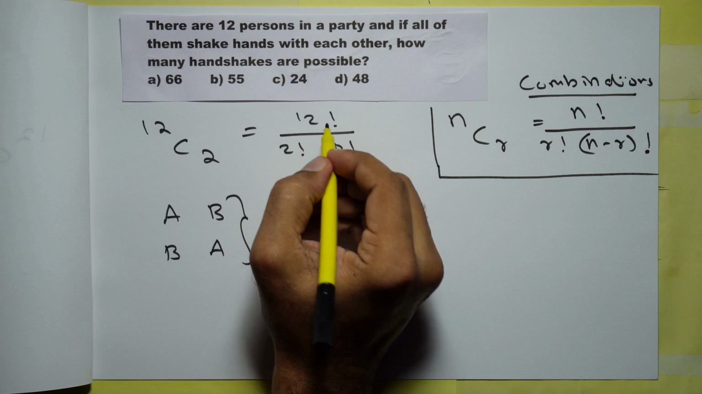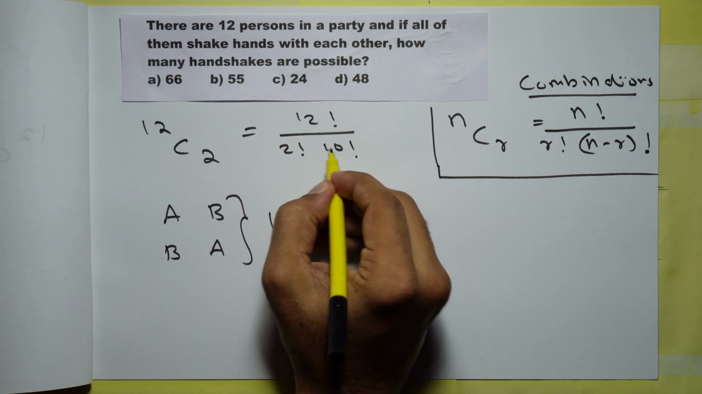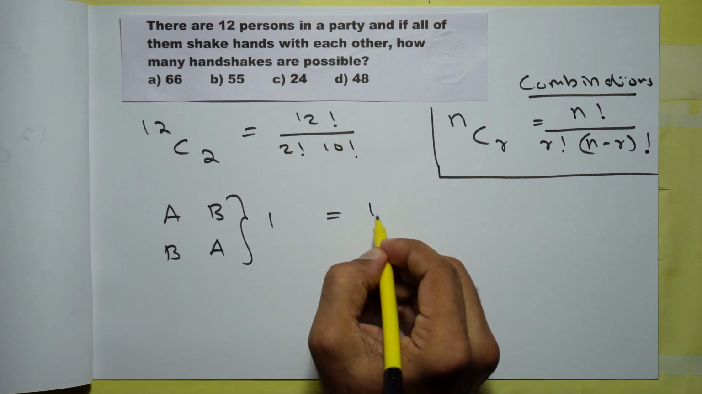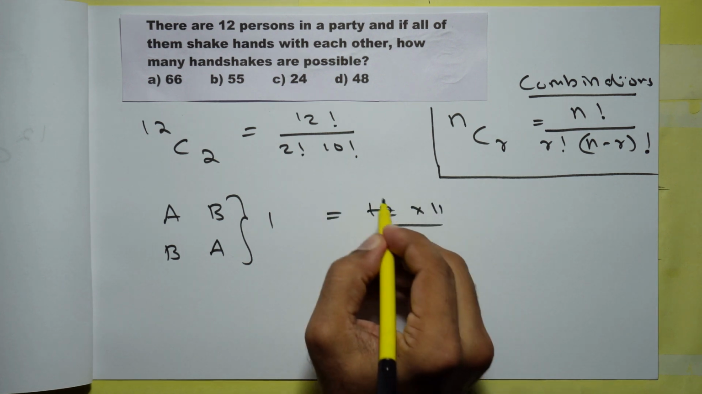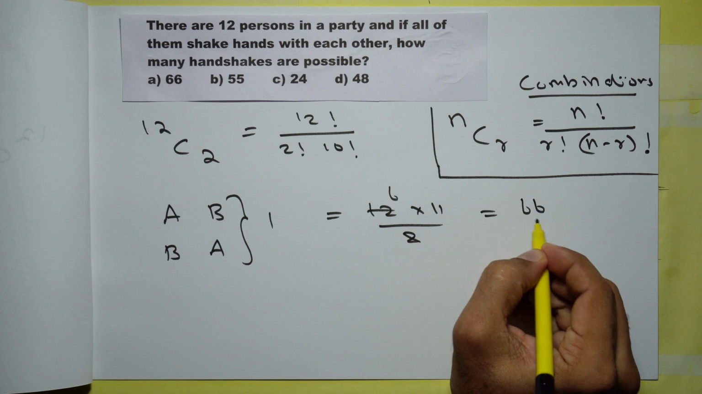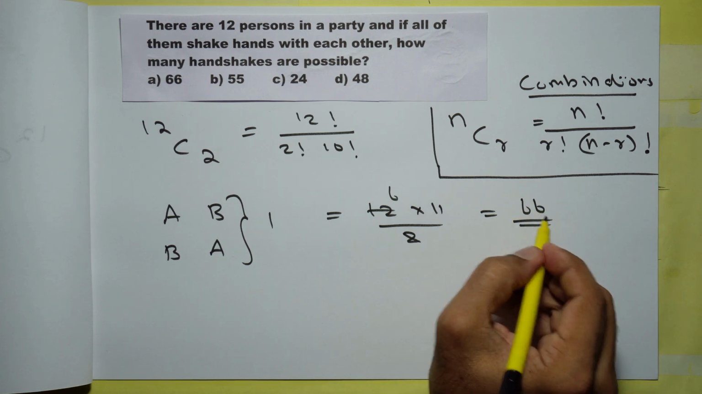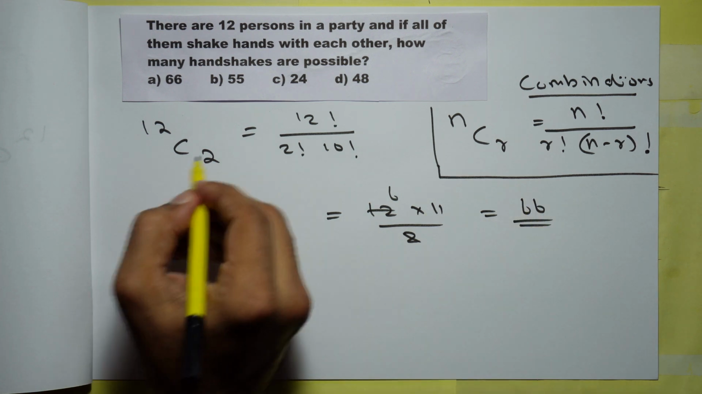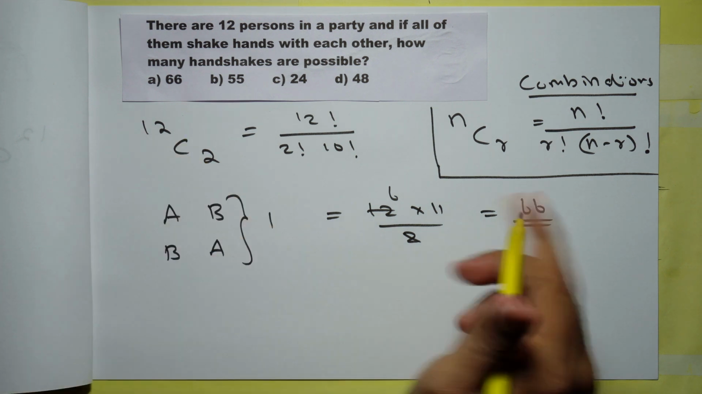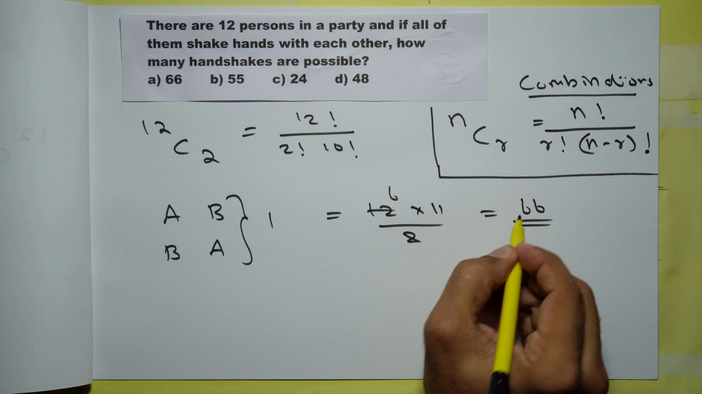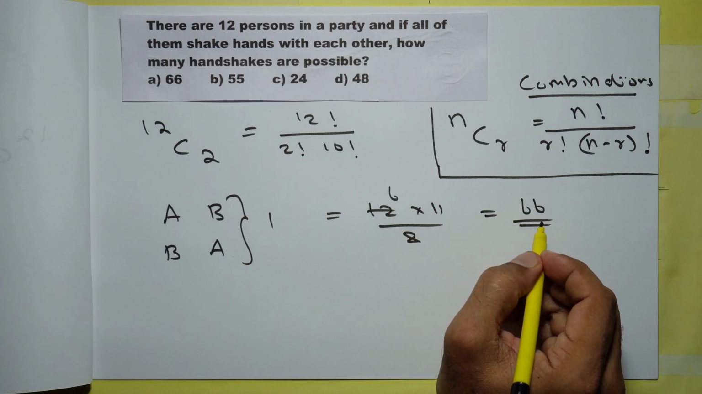Upon simplification, here 10 factorial will cancel with 12 factorial, remaining 12 into 11 by this 2. Here 2 divides 6 times, 6 into 11 gives you 66. So altogether 66 ways of selecting 2 people from 12. And for each set of 2 people you will get a handshake. So altogether 66 handshakes are possible.